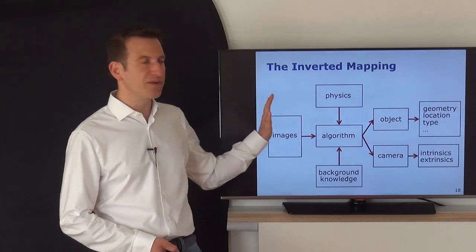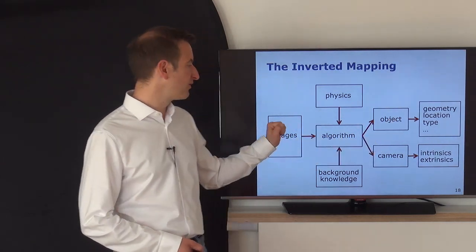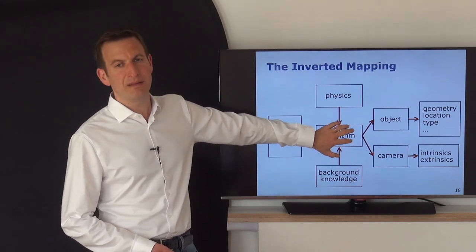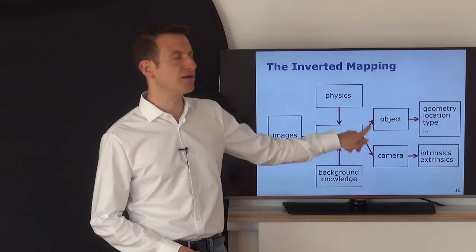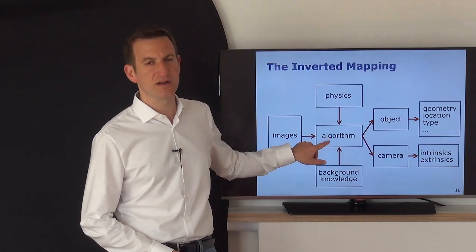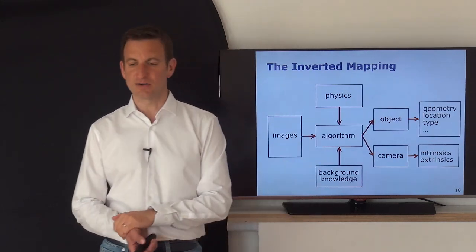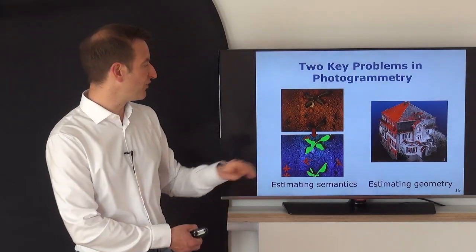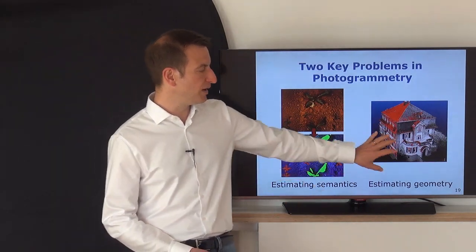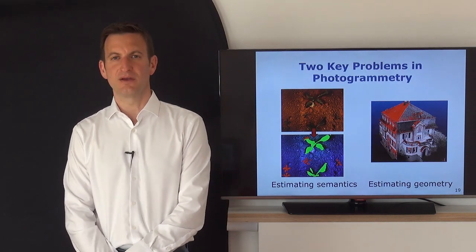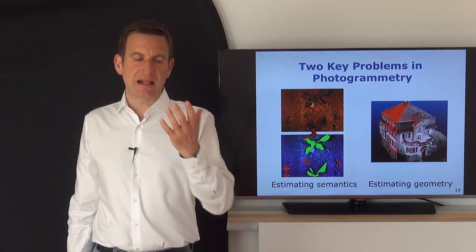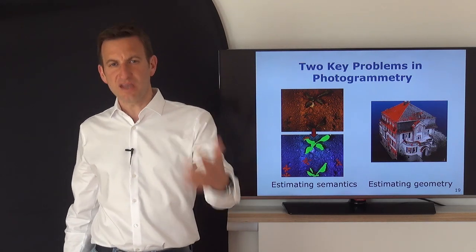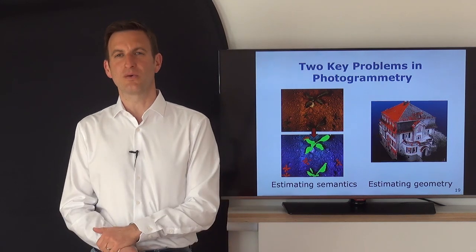So we are working in this inverted mapping, starting with images, knowledge about physics and other background knowledge, and at the core we are developing those algorithms. So this is the key part that we are doing, to provide us information about objects and camera. And these algorithms may be things which allow us to estimate semantic information or geometry information. And so this algorithm, this description of an approach which allows us to turn images into other information, this is at the core.